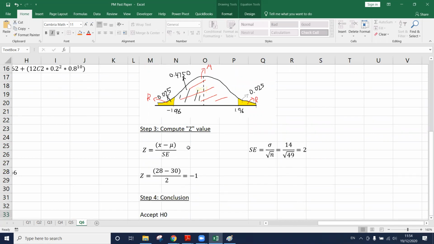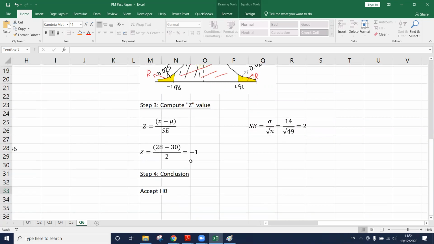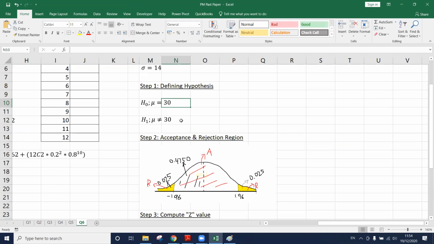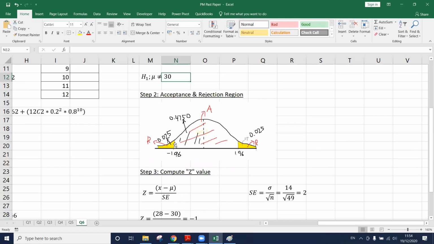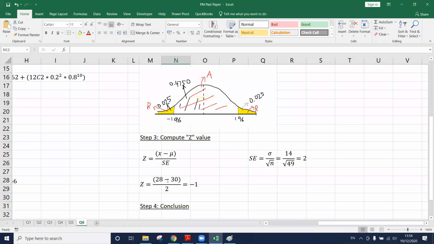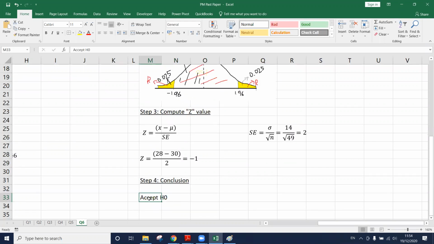That is how we need to answer a question from hypothesis testing. First we determine the null and alternative hypotheses, then determine whether it is one-tailed or two-tailed. Based on that we find the respective z values and mark the acceptance and rejection regions on the diagram, then calculate the z value. Finally, we write the conclusion based on where our calculated z value is placed, whether to accept or reject the null hypothesis.